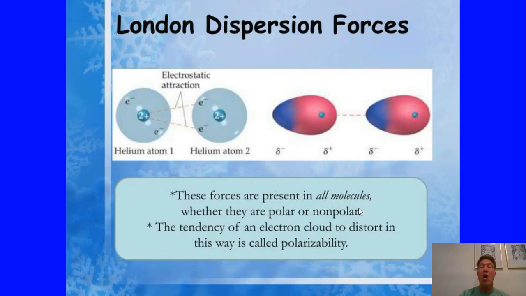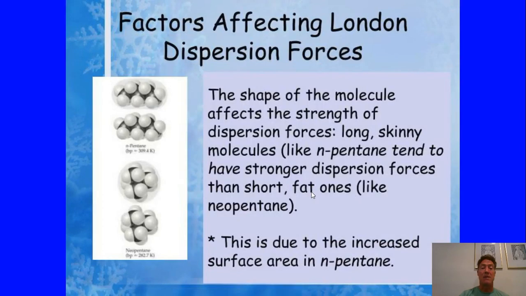These forces are present in all molecules, whether they are polar or nonpolar. So the tendency of an electron cloud to distort in this way is called polarizability, and all molecules are polarizable to some extent. The thing that affects that is that the bigger the molecule, the more it can be polarized. So long, skinny molecules have stronger London dispersion forces. This is due to their increased surface area. So a bigger molecule will have more London dispersion forces.